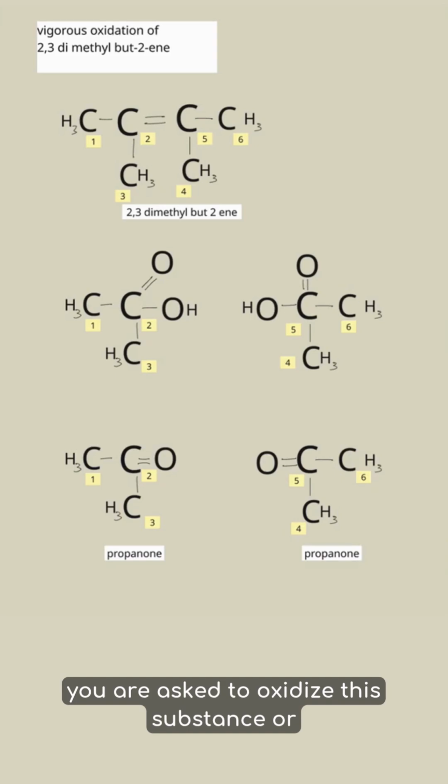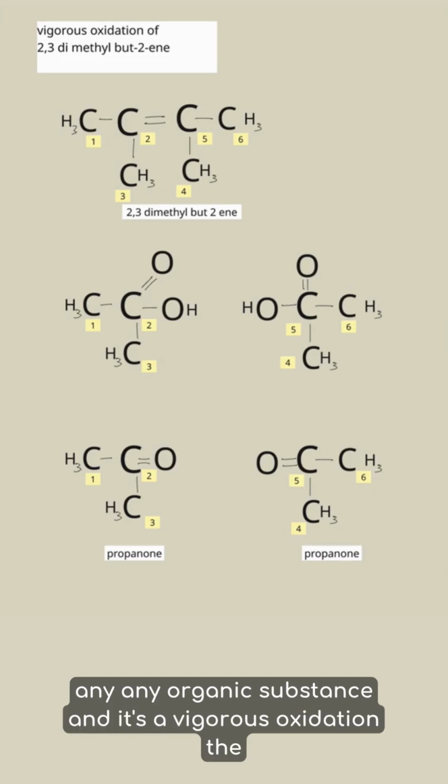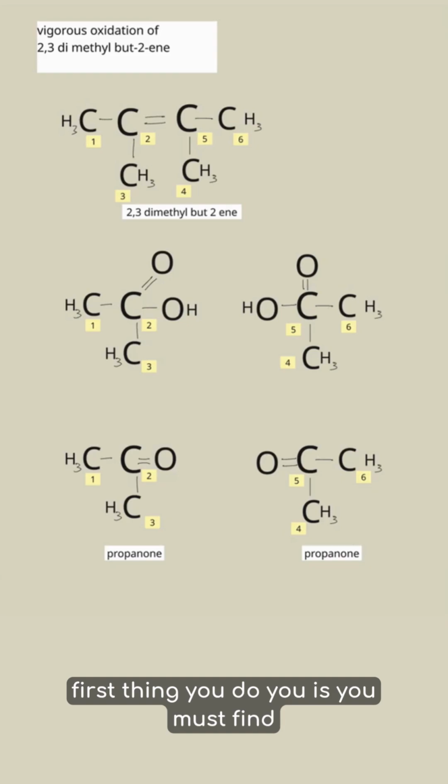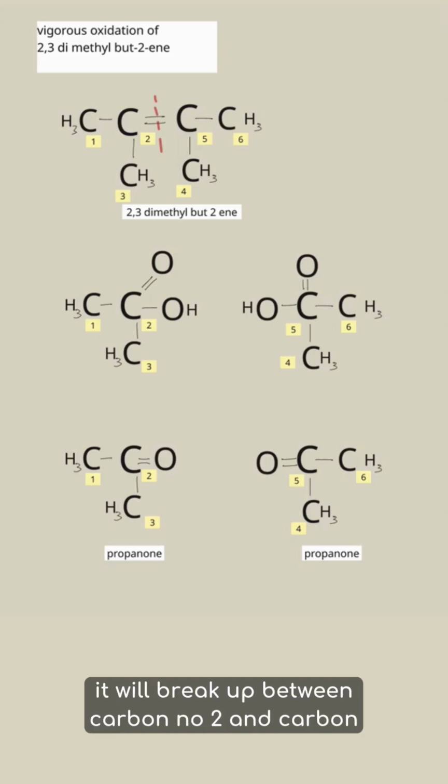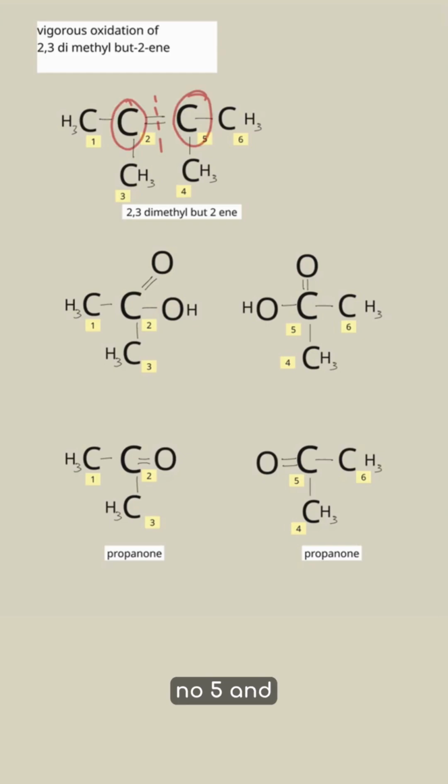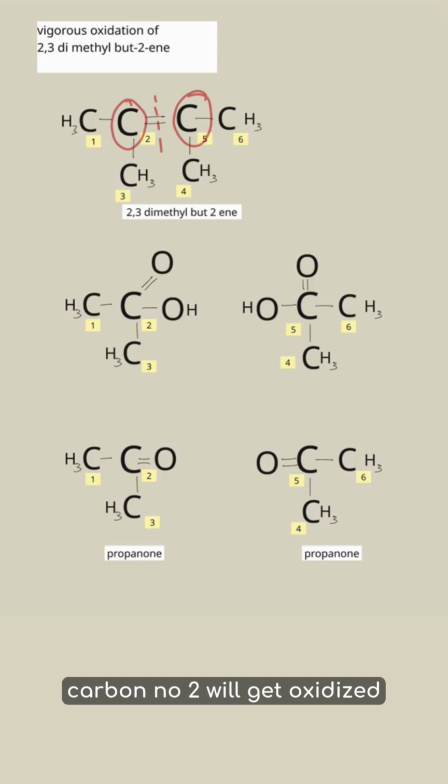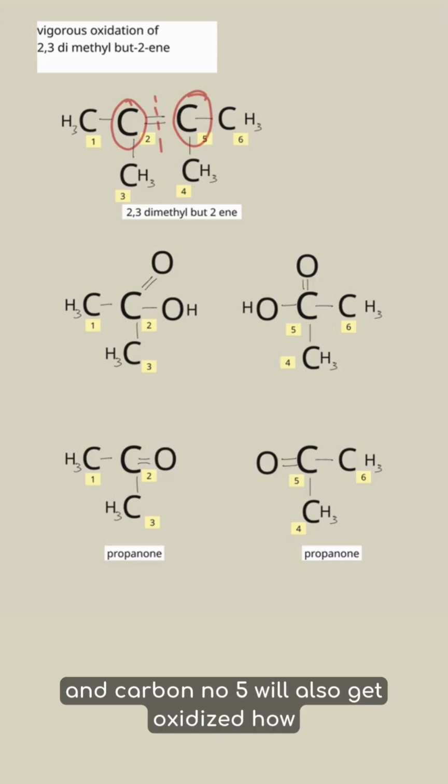If you are asked to oxidize this substance or any organic substance and it's a vigorous oxidation, the first thing you do is you must find a double bond and break it up. So you will cut the double bond, and if you see on the screen here, you have 6 carbon. So it will break up between carbon number 2 and carbon number 5. And carbon number 2 will get oxidized, and carbon number 5 will also get oxidized.